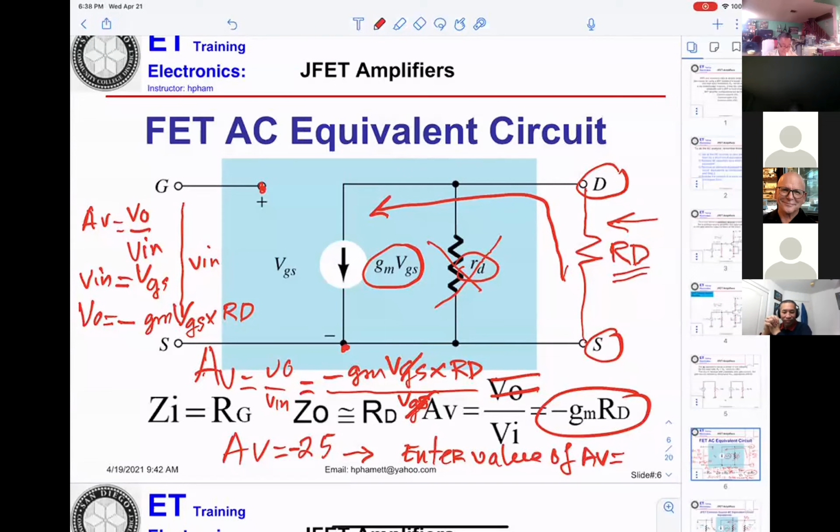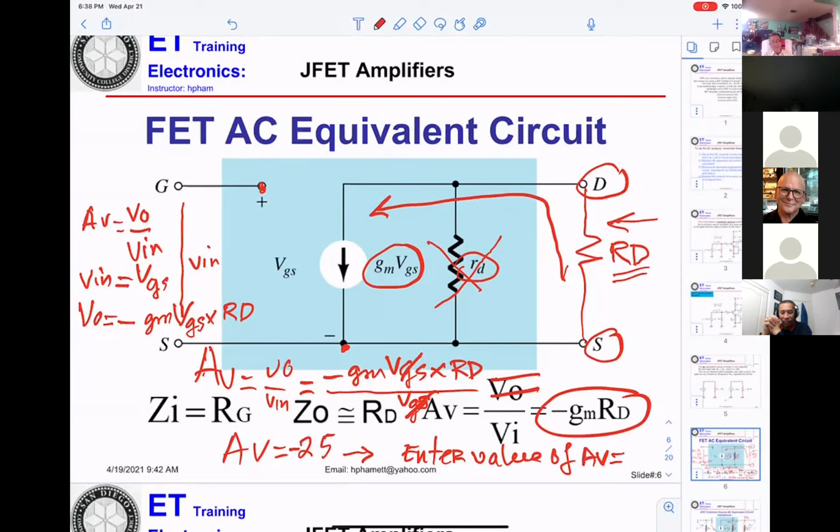I mean, when you manipulated that formula, on the far left you got AV equal minus 25. And I look up above and I see minus gm times RD circled. So that's why I said that. Maybe I'm confused on that part, but that's why I gave minus 25. That's what I told you: in your calculation, you get an AV of minus 25.